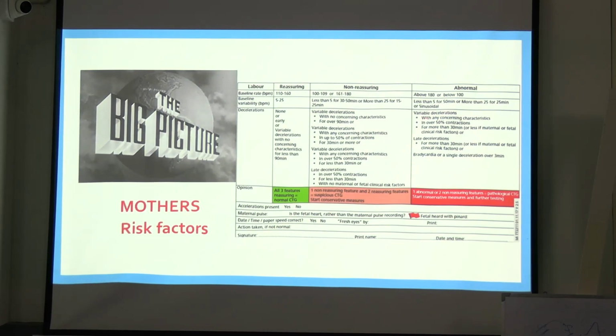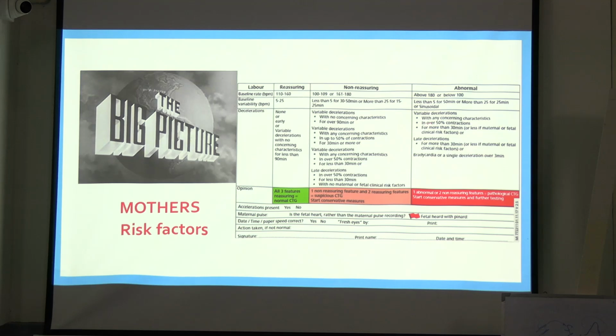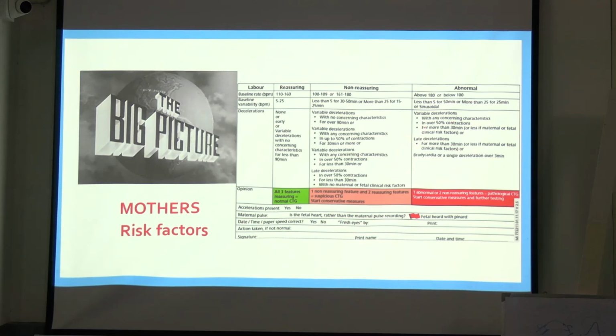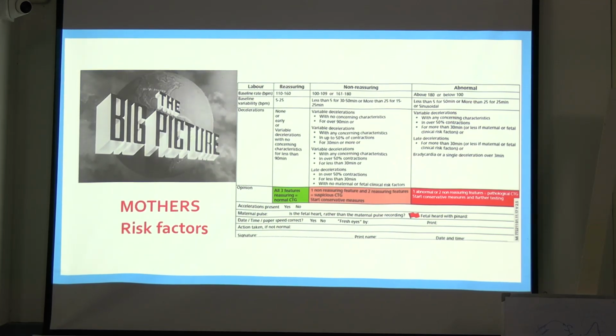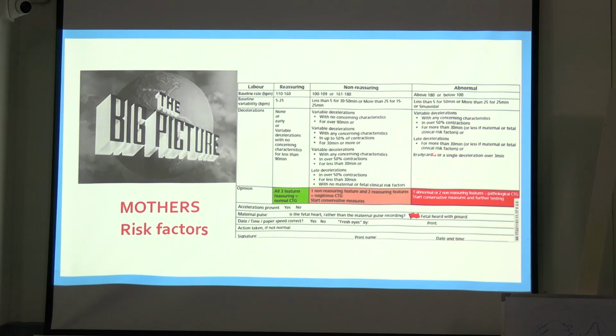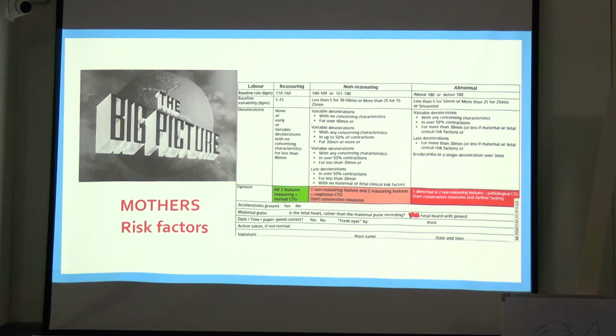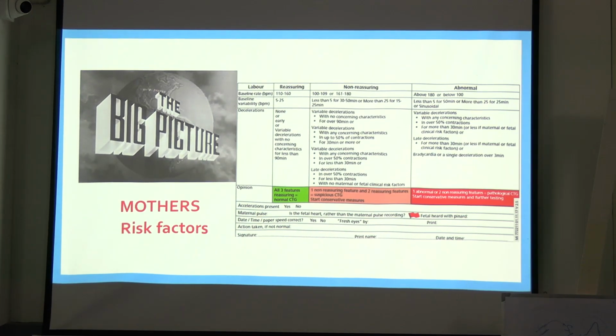Abnormal means variable deceleration with any concerning characteristics for over 50% of contractions. Here it was less than 30 minutes, and here the time is more than 30 minutes. This is the difference between abnormal and non-reassuring. Late deceleration for more than 30 minutes or with any maternal fetal critical risk factors. Bradycardia or single deceleration over 3 minutes. So suppose the deceleration is lasting for more than 3 minutes, that is obviously abnormal.